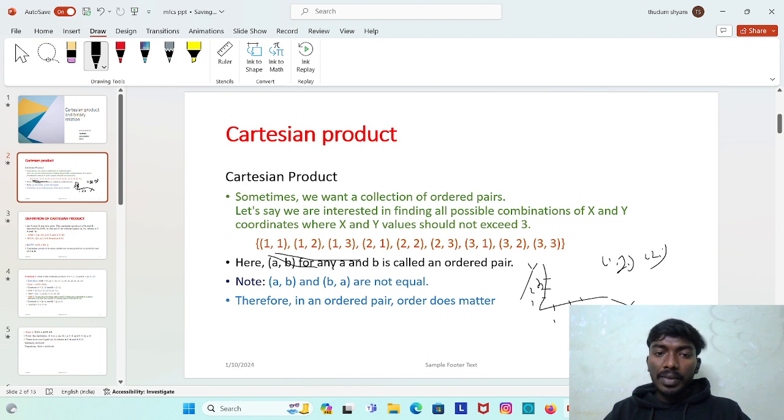Here (a, b), for any a and b, is called an ordered pair. We have to note that the two ordered pairs (a, b) and (b, a) are not equal. Therefore, in an ordered pair, the order matters.